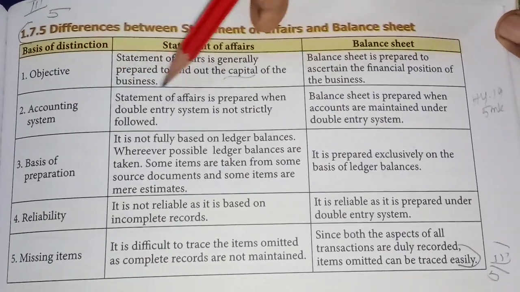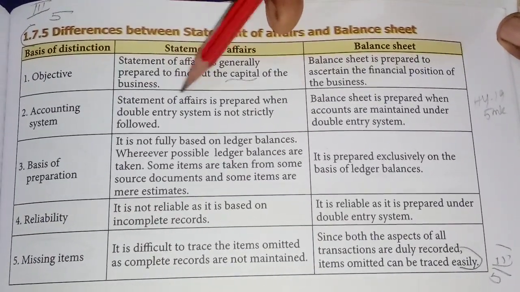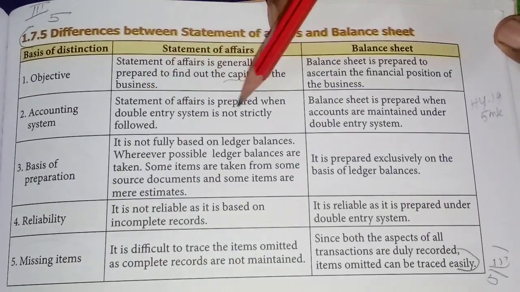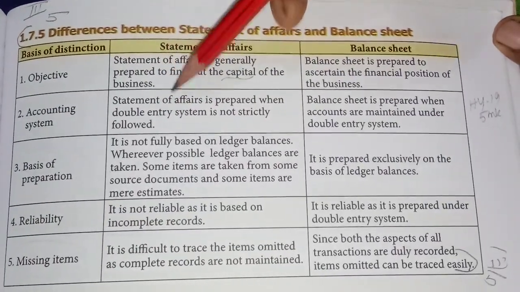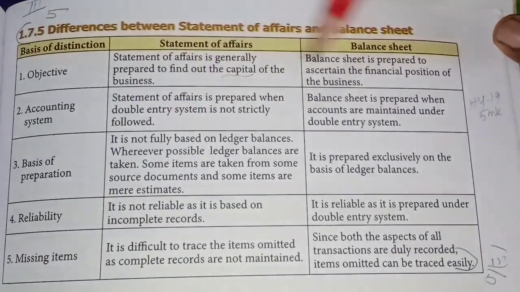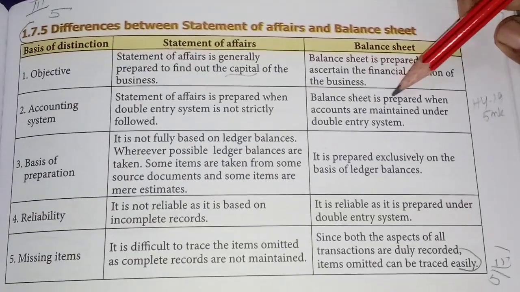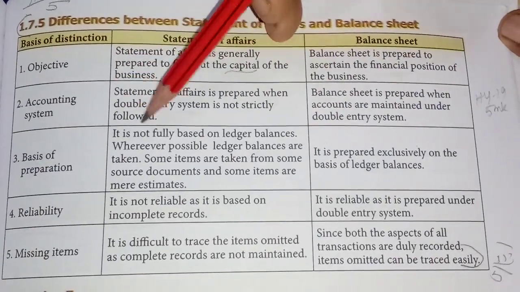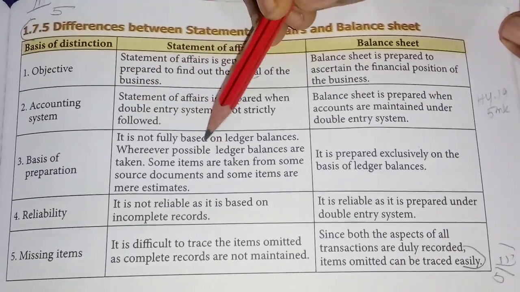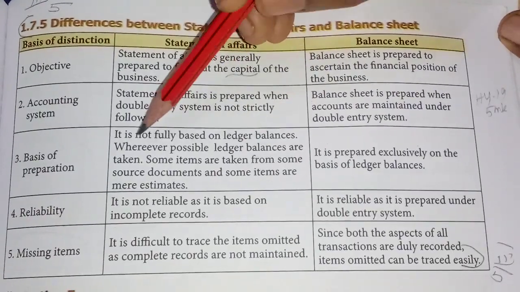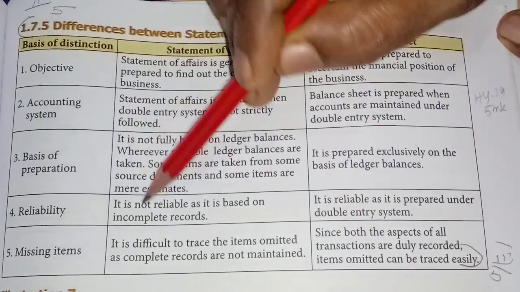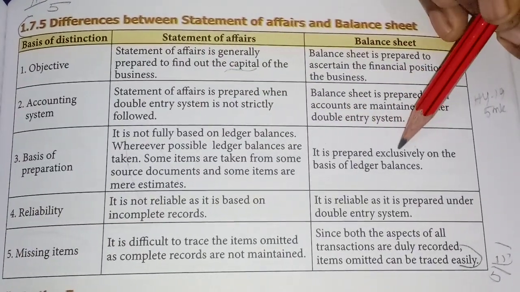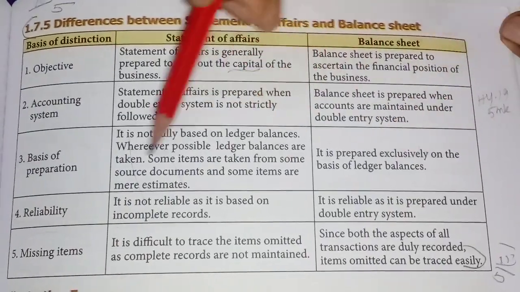Then accounting system. Statement of affairs is prepared when the double entry system is not strictly followed. Simply you can write, double entry system is not strictly followed. Here, the double entry system is strictly followed. Then basis of preparation: it is not fully based on ledger balances. It is prepared exclusively on the basis of ledger balances.